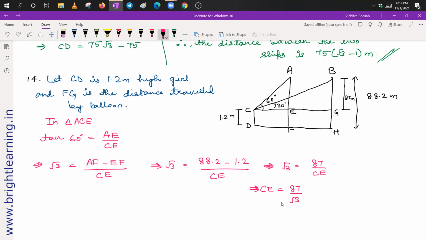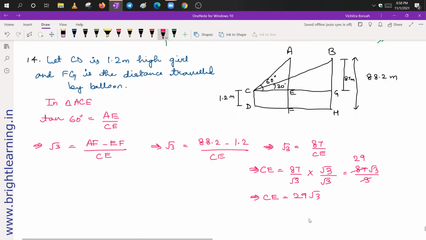Next, you can further simplify it. Just do the rationalization. It means multiply both the numerator and denominator by √3. So √3 into √3, in the denominator you will get 3, so 87√3 upon 3. So these two terms get cancelled out: 3 2s are 6 and 3 9s are 27. So from here you got CE equal to 29√3. So CE is 29√3.